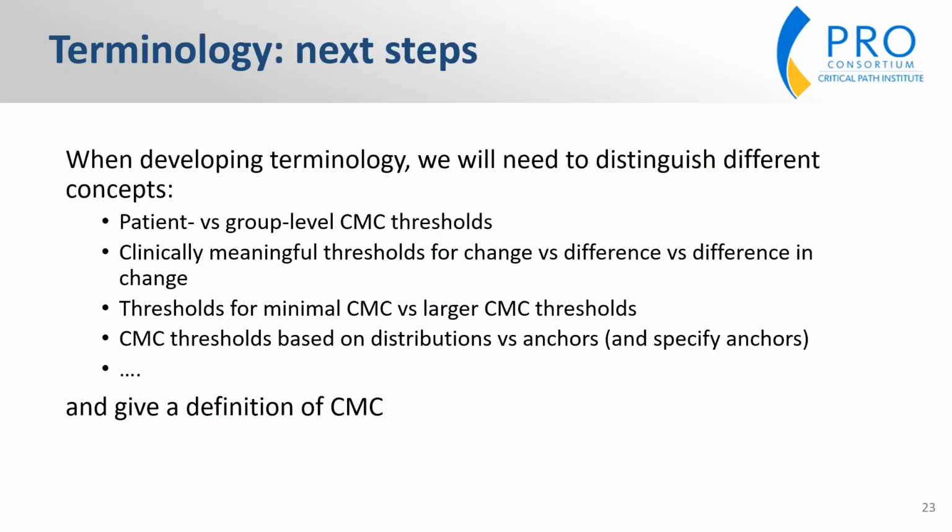And when doing this, we're going to acknowledge the differences between patient and group level CMC thresholds. We're going to acknowledge differences between within group change or change over time, differences between groups, and differences in change over time. We probably also need to reflect the magnitude of the thresholds, if this is a lower bound for clinical relevance, or might reflect a clinically relevant difference of a larger magnitude. And probably also going to reflect on the underlying methodology for establishing the thresholds. This might be distribution-based methods, qualitative methods, or anchor-based methods. And finally, we're going to come up with a definition of the meaning of clinically meaningful change.